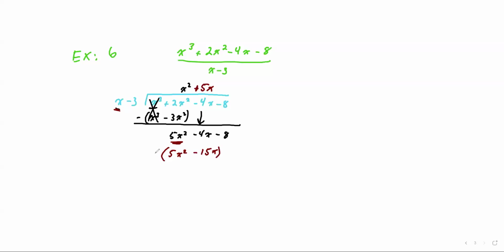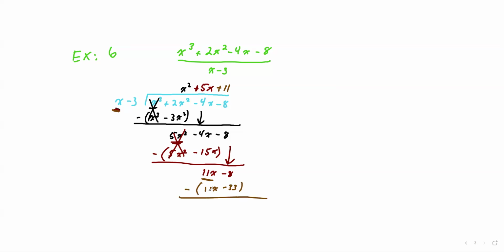Step 3, subtract. 5x squared minus 5x squared goes away. Negative 4x minus negative 15x makes it a positive 15x. So really this is negative 4 plus 15, which would give me 11x. Drop down the rest of the function and repeat. Basically, you keep repeating until you can't go any more. So 11x divided by x would give me positive 11. 11 times x gives me 11x. 11 times negative 3 gives me negative 33.